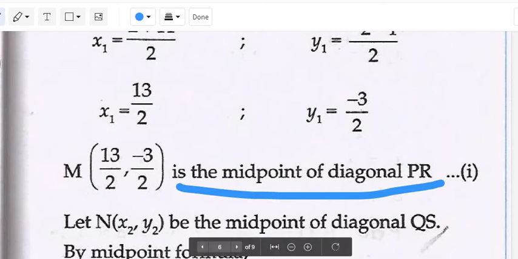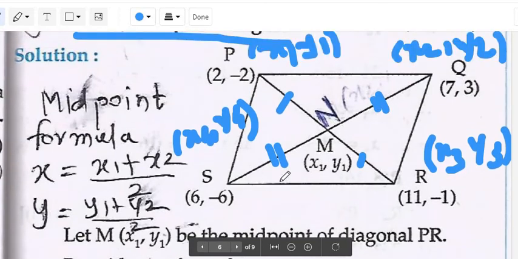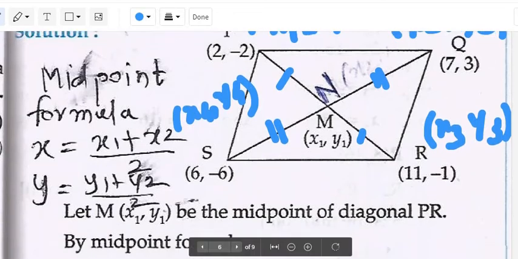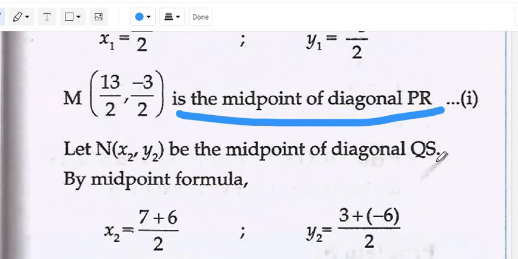Okay, then we have to consider, suppose here N is the midpoint of diagonal SQ. कोणता तरी midpoint असणार ना, तो आपण N consider केला. N is the midpoint of diagonal SQ. Now see, let N (x2, y2) be the midpoint of diagonal SQ or QS, and by midpoint formula x2 is equal to (7 plus 6) by 2 and y2 is equal to (3 plus minus 6) by 2.